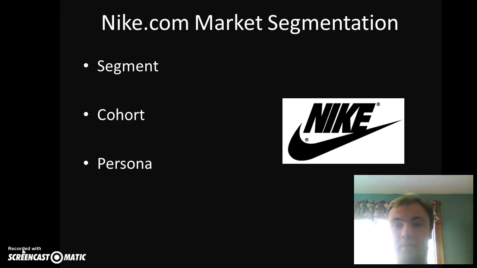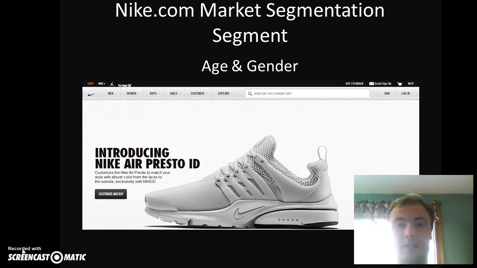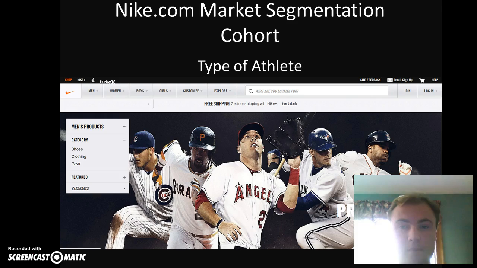And they do a great job with the market segmentation for Nike.com. As I pictured right here, I took a screenshot of it. They break off their age and gender for their segment on the top screen right here and here. So if you're a man or a woman, or boy or girl, depending on age, you select, and you'd be able to find products based off your preference.